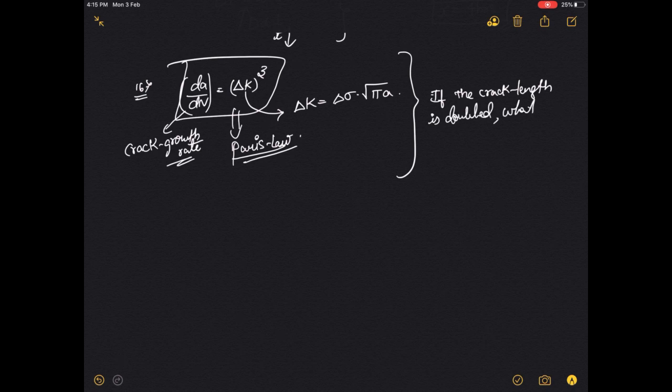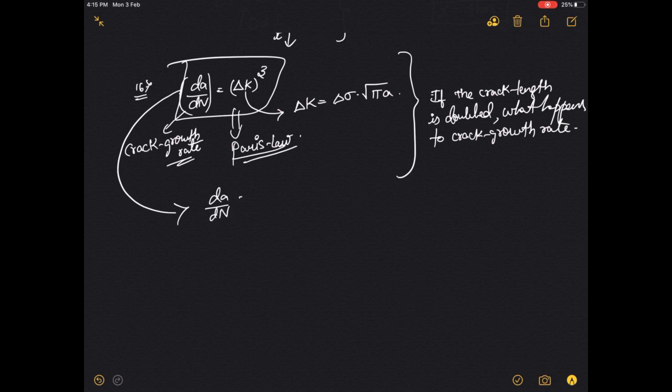What happens to crack growth rate? This is what they asked in the question. Okay, it's pretty straightforward, right? So by putting these values, what will we get? Delta sigma is a constant, pi is a constant, so we are left with root a whole cube. So dA by dN will be proportional to a power 3 by 2.